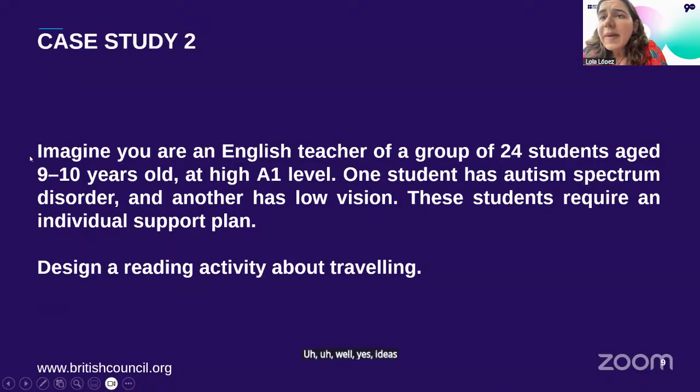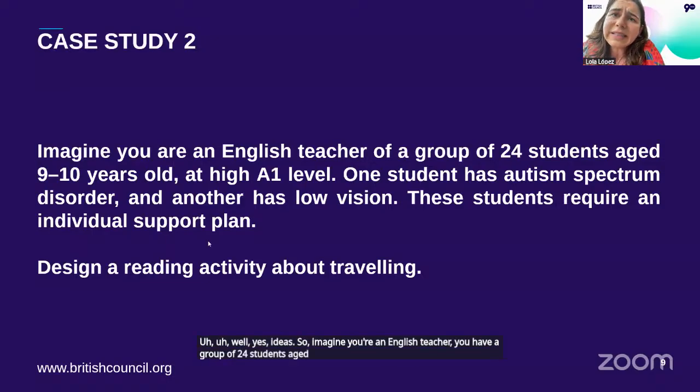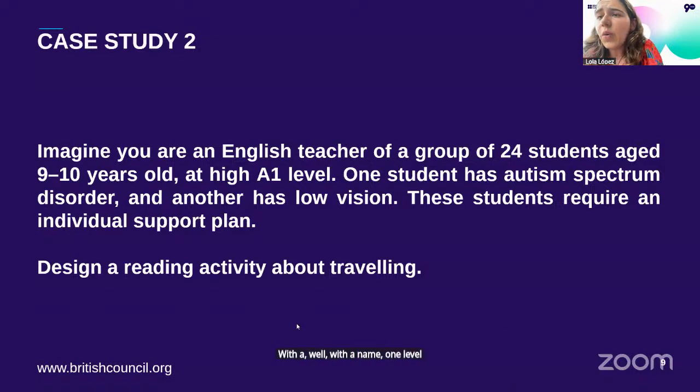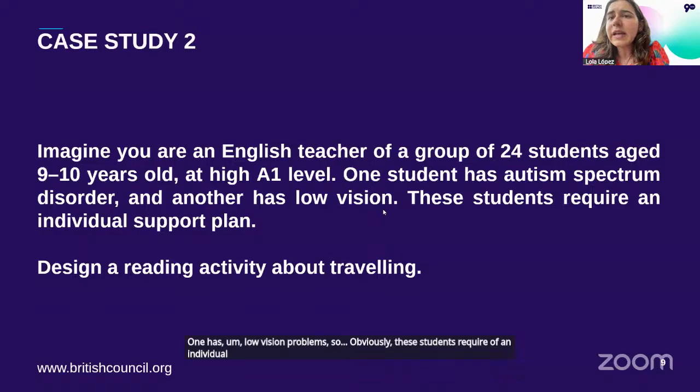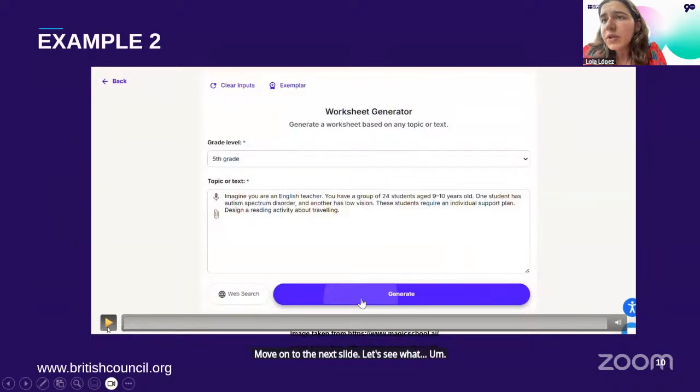So imagine you're an English teacher, you have a group of 24 students aged between 9 and 10 years old with an A1 level of English. One student has autism, one has low vision problems. So obviously these students require an individual support plan. Design a reading activity about traveling. So how can we do that? In that case, we try to use other apps. So Melissa, if you could move on to the next slide. Let's see what Magic School comes up with.